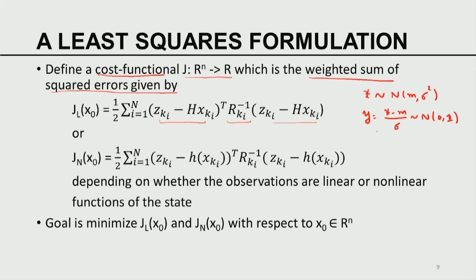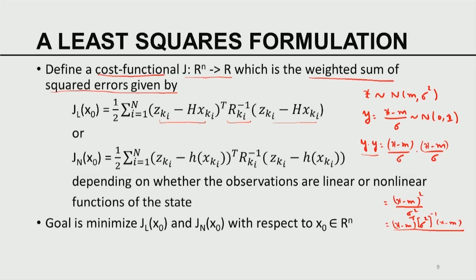Therefore, if I want to consider y times y, this will be x minus m divided by sigma times x minus m divided by sigma, which is equal to x minus m square divided by sigma square, which I can write as x minus m times sigma square to the power minus 1 times x minus m. X minus m is a scalar. Sigma square is the variance, so sigma square to the power minus 1 is its inverse. So without loss of generality, the transpose of a scalar is a scalar, and I can put a transpose here. So you can readily see x minus m transpose sigma square inverse x minus m. What is that? It is the square of the normalized random variable with zero mean and unit variance.